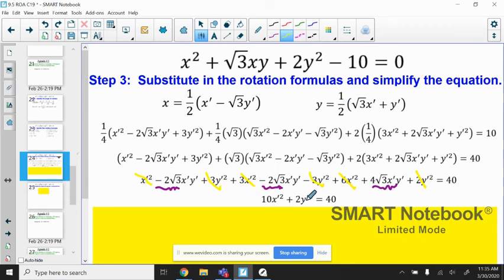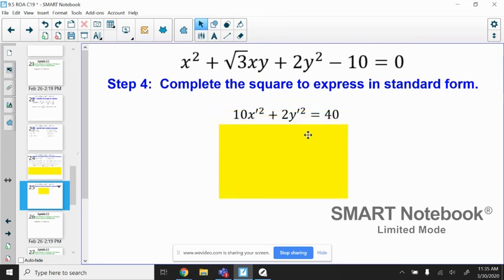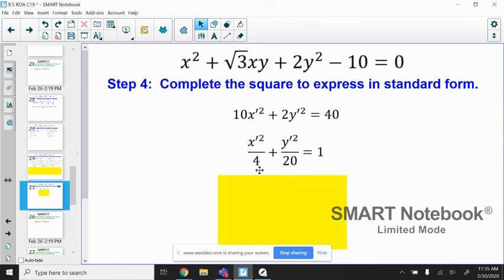I've simplified the equation. And now the next step, of course, is always to get that equation to standard form. And so I am going to complete the square to express it. Now, of course, I've chosen an easy problem for myself. There's no need to complete a square because there is no x prime term and there's no y prime term. So all I need to do is set this equation equal to 1 by dividing both sides of the equation by 40. And that leads me to this.